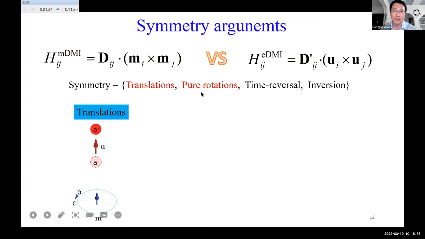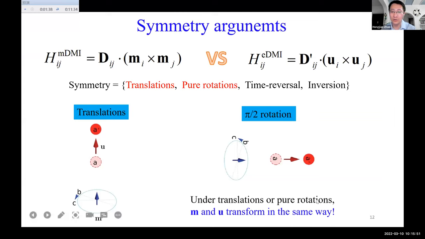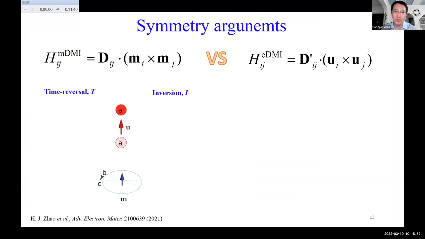Now let's look at the pure rotation. For example, you rotate your system by pi over 2. After that, the dipole is pointing to the right and the magnetic moment is pointing to the right. So we can see under translations and pure rotations, the magnetic moment and the dipoles transform in the same way. Now let's look at the other two: the time reversal and the inversion.